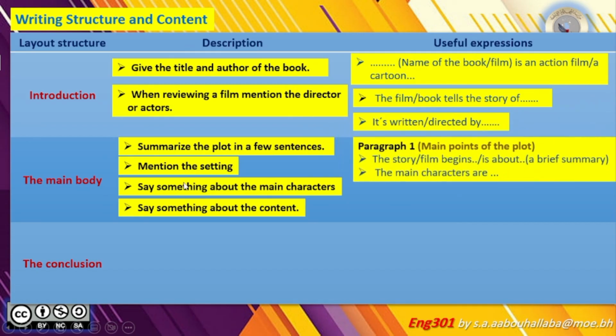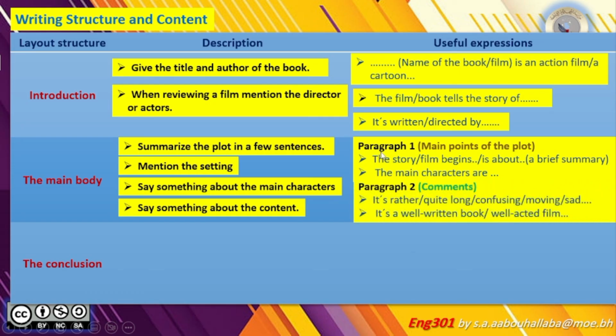You can use some expressions like the story or the film begins with so and so, or the story or the film is about so and so, and here you give the brief summary. The main characters are, this is common whether you are talking about a novel or about a film. You are going to tell the names of the main characters. That's in the first paragraph of the body.